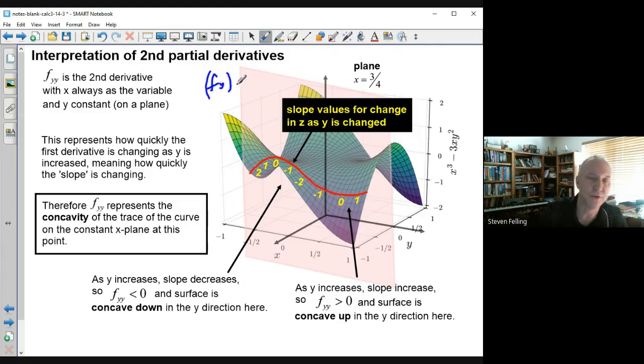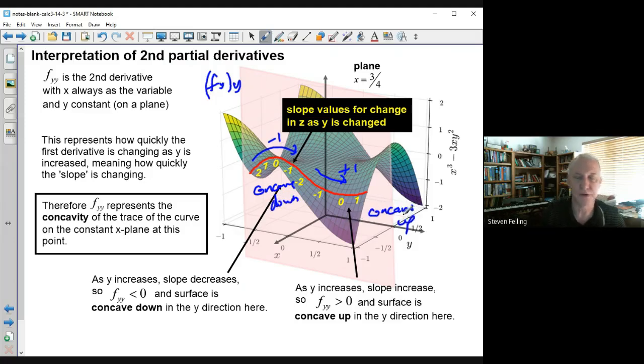And then if you take the derivative again with respect to y, that's how fast the derivatives are changing. So, right, these are getting more negative here. But then here it switches to becoming positive, and so part of this curve has concave down behavior, and part of this curve has concave up behavior.